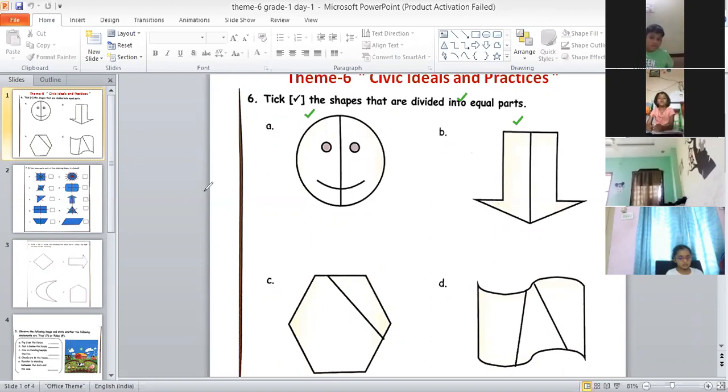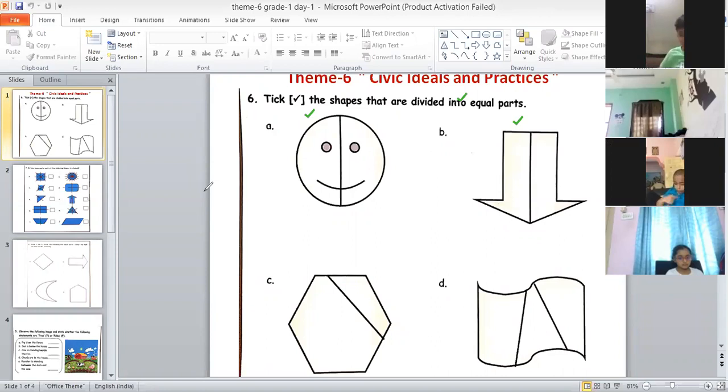Yes, Ashrita? Ma'am, we will also color. No need to color. I was just trying to explain to you. Okay, no need to color. So we will not put a tick on third shape.